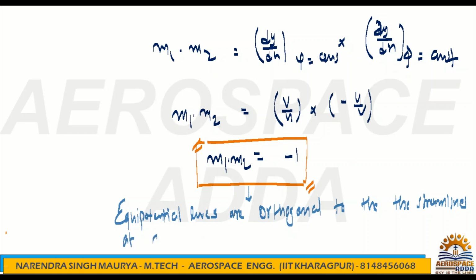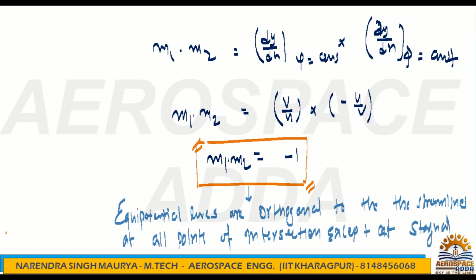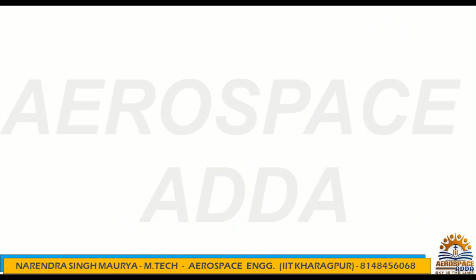At all points of intersection, except at the stagnation point. Except at the stagnation point, at all points, streamlines and equipotential lines are orthogonal. Orthogonal means perpendicular to each other.